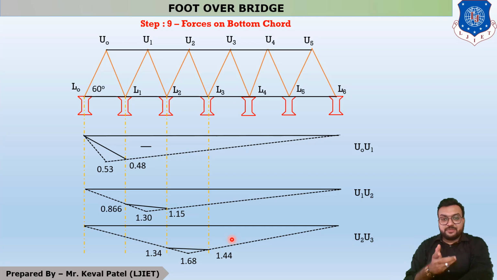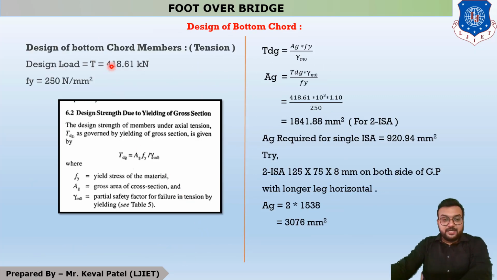Now what is the area of the trapezoid? It is (A plus B) by 2 into H. So your A is this, B is this, divided by 2 into H. H means this line. So you will get the total area of this influence line diagram, and then you have to multiply this area with your load which is 28.5, and you will get your answer 418.61. Now this is the maximum force.